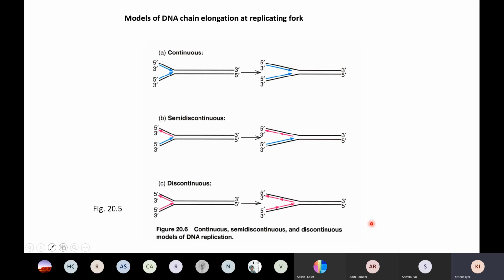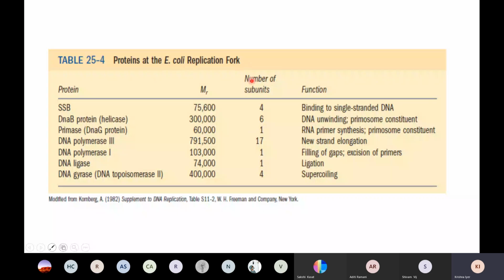See the proteins which are present at the replication fork. We saw the proteins which are present at the initiation. Now see the proteins which are present during the process of elongation. You have single strand binding proteins. Why do we need that? We need that because the strands are separated. I don't want them to rejoin.